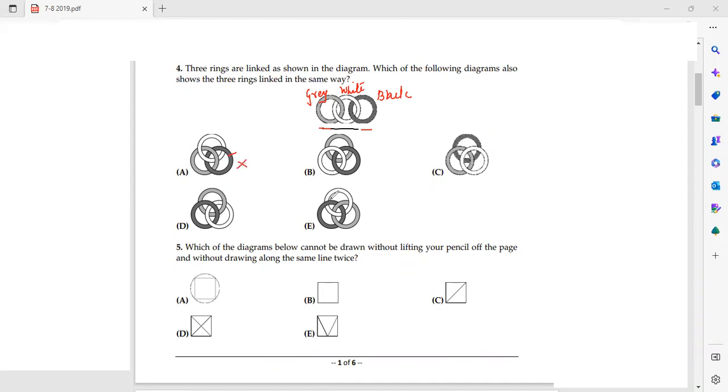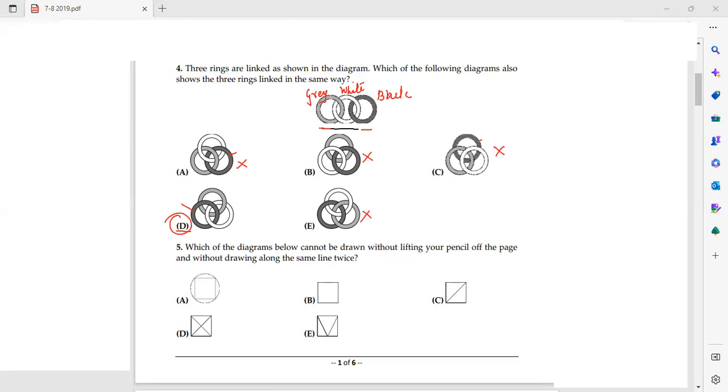So this is not my answer. Same thing here. The gray is not connecting with any of them. So this is not my answer. Then again here, this black one is not connecting with them. So this is not my answer. If you see here in option D, the white is connecting with the black and the white is connecting with the gray, and the gray and the black are not connecting. So my answer is option number D. Again, if we see option number E, all of them are interconnected, but that's not the right answer. So my answer is option number D.